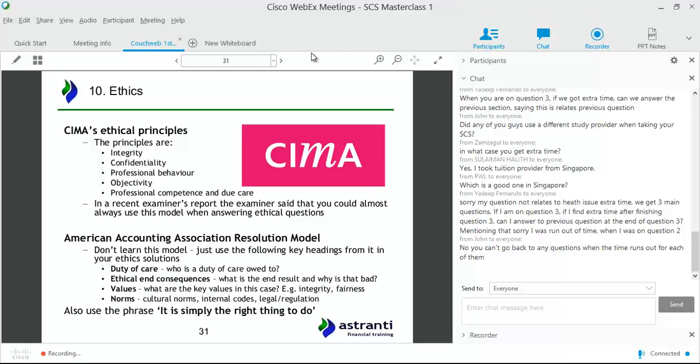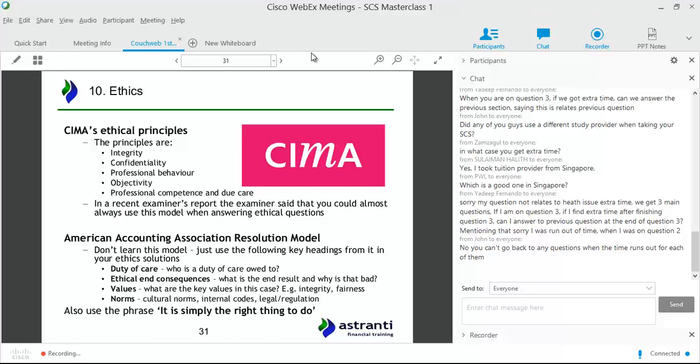So we're going back to what I was saying earlier in the day about just answering the question that is asked. Don't see something on ethics and then proceed to write everything you know about ethics. Just talk about ethics from the perspective of what is relevant for the exam or for the question that you are answering specifically. Another one you can use here is the American Accounting Resolution Model.